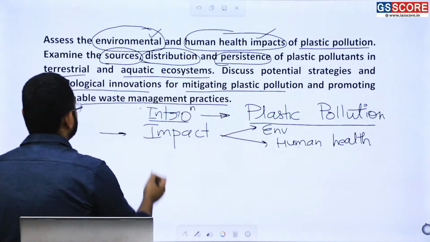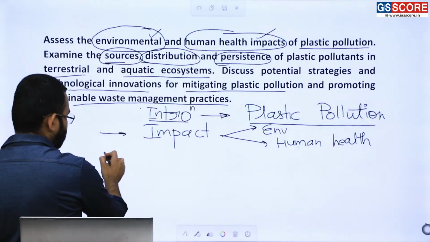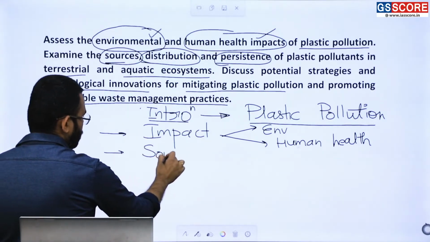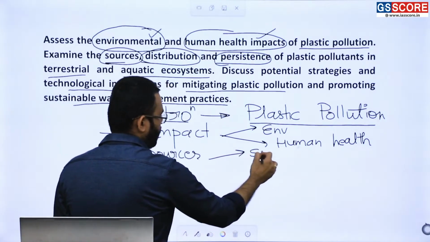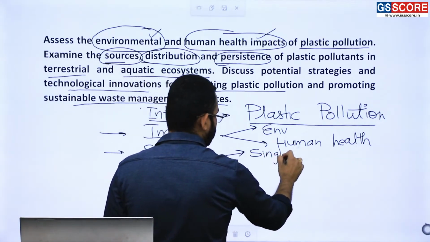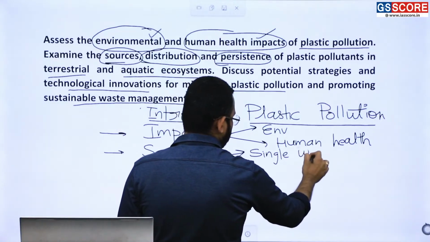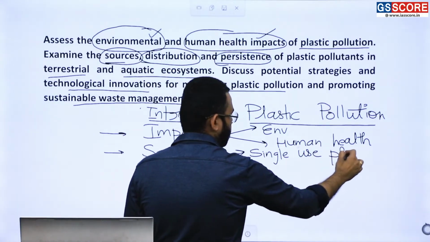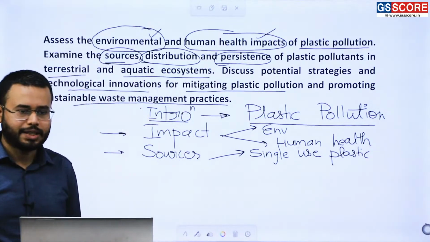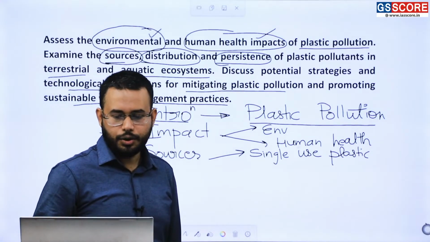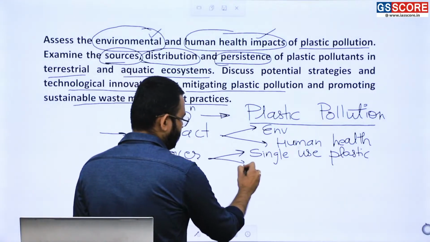Then comes the sources, distribution and persistence. Talk about the sources of plastic pollution. One would be single-use plastic, which is most harmful, and the large scale usage of single-use plastic can be one source. Then you can talk about microplastics.